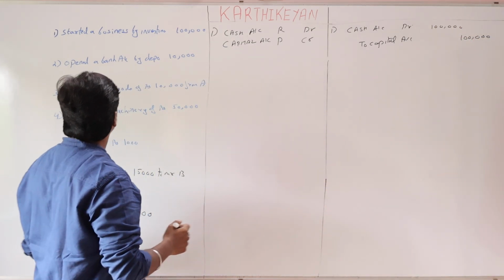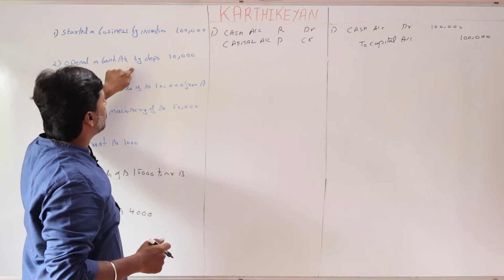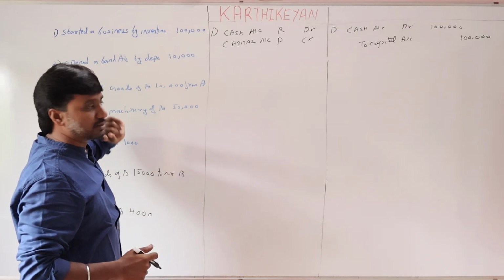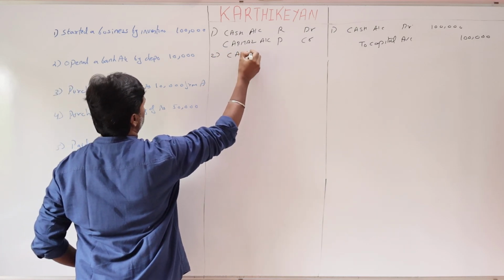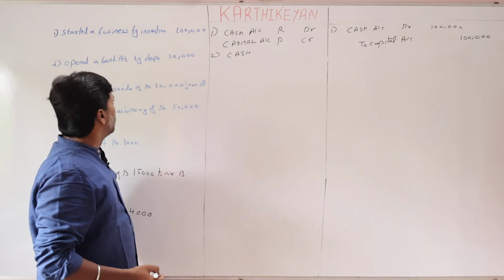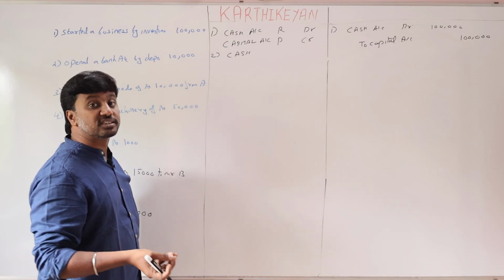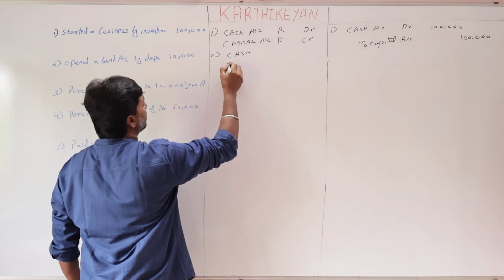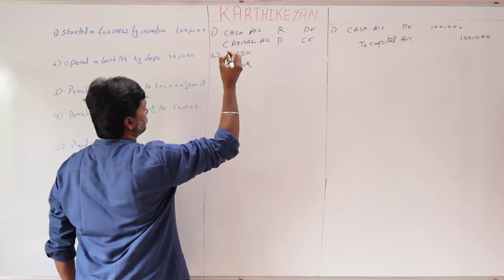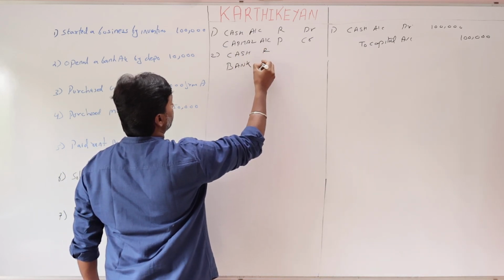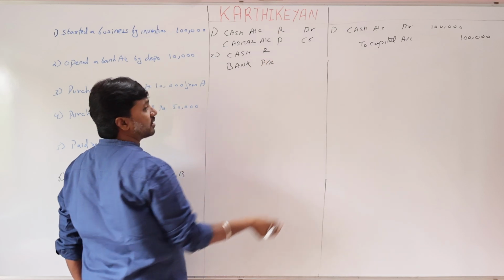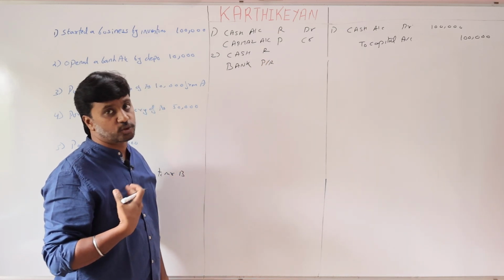Let's try one more. Open a bank account by depositing rupees 10,000. Fine. Again, cash or credit? Obviously cash, right? Because you are depositing money in the bank. What is the second keyword? Where is the money going? Bank. Cash, real; bank, funny, it can be personal as well as real. Bank account is your asset, so it's real.